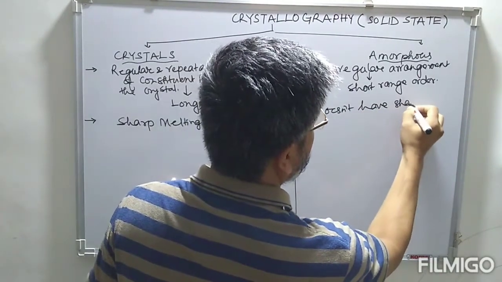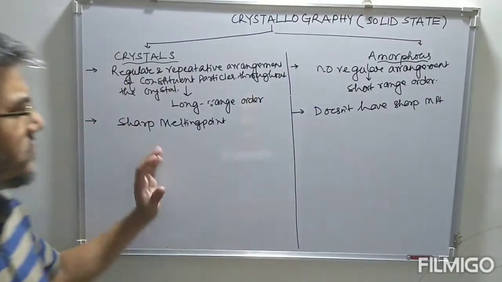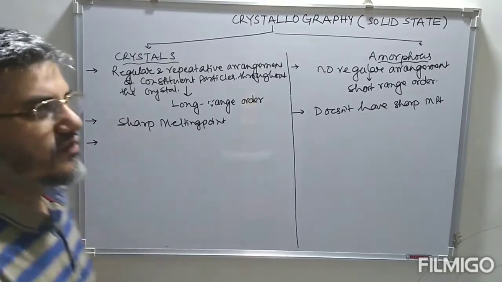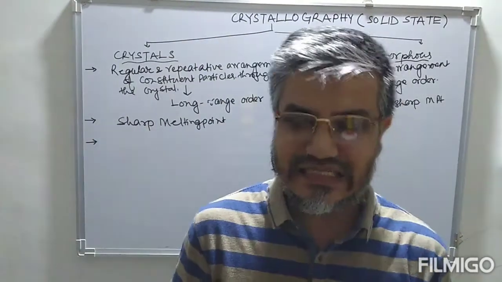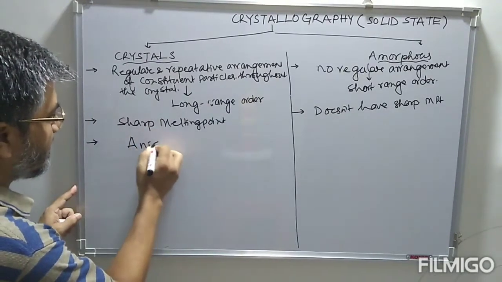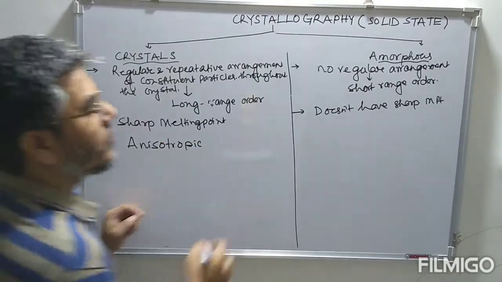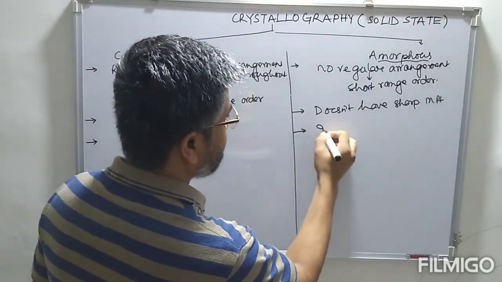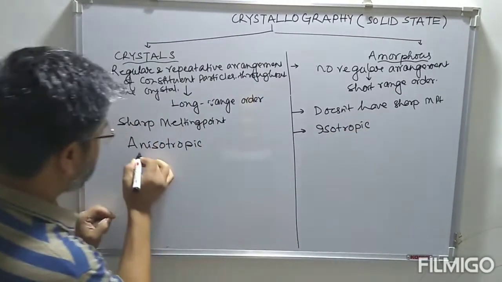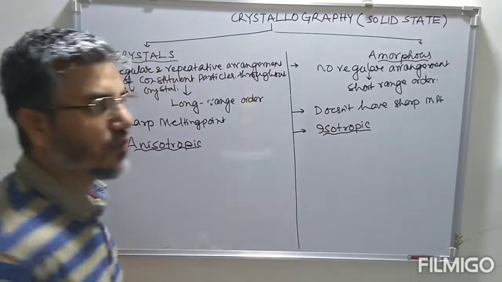Does not have a sharp melting point. So this is one difference between these two. The third point of difference is that crystalline compounds are known as anisotropic, whereas amorphous compounds are known as isotropic. So we have a very new term here, anisotropic and isotropic.